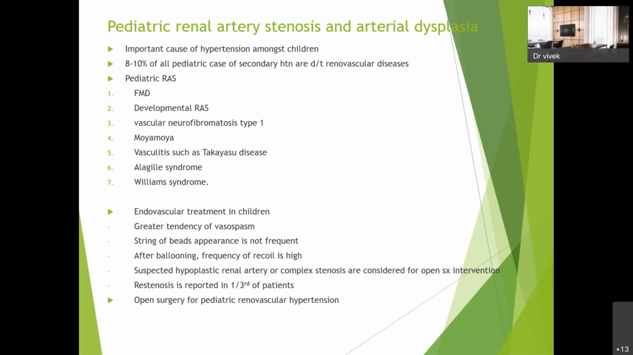The considerations during endovascular treatment in children that should be kept in mind are that they have a greater tendency of vasospasm. The string of beads appearance is not very frequent, and after ballooning, recoil is very common. Suspected hypoplastic renal artery or complex stenosis should be considered for open surgical intervention. Restenosis is noted in almost 1/3 of the patients.